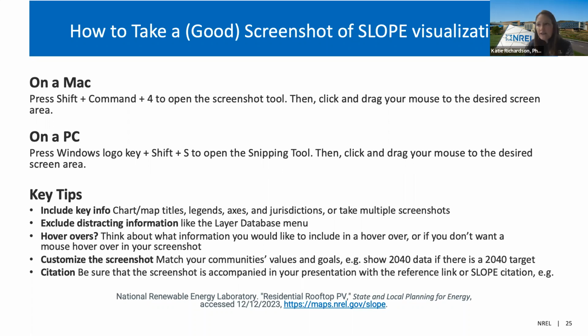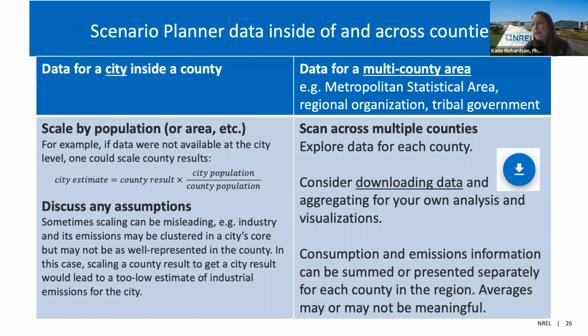Just a couple of other things. I mentioned a few times how you can use scenario planner data if you were either within a county or trying to represent multiple counties. One thought, if you were a city or maybe a census tract, think about what's the appropriate way to scale the information that you're looking at. Can you scale by population? Would it be appropriate to scale by area? Depending on the data you're dealing with, you may want to think about that.